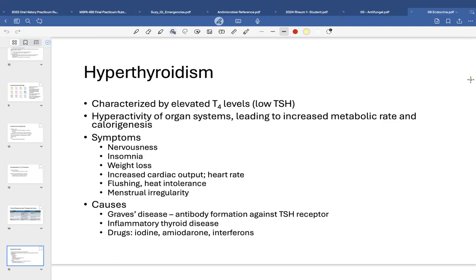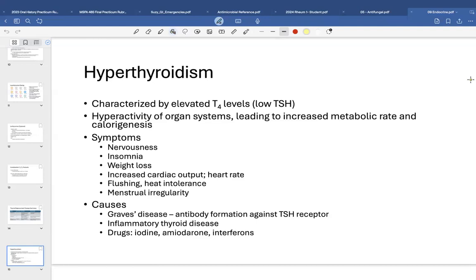So you have less of that feedback inhibition. Other causes are inflammatory thyroid disease and drugs. Again, amiodarone appears on the list. The treatments are thioamide drugs, thiourea drugs, and iodide. You can also give radioactive iodine and beta blockers.